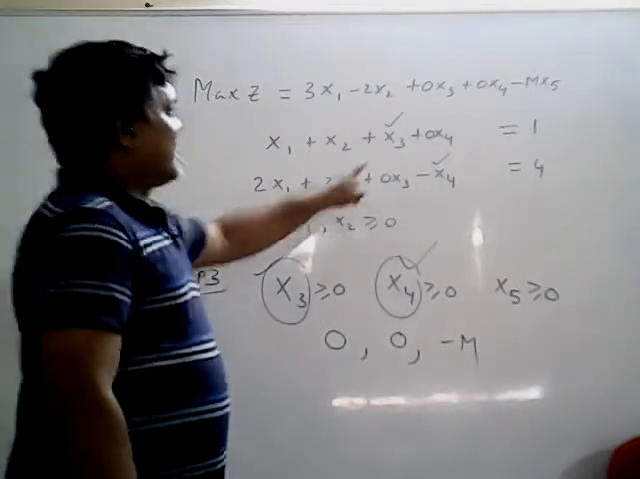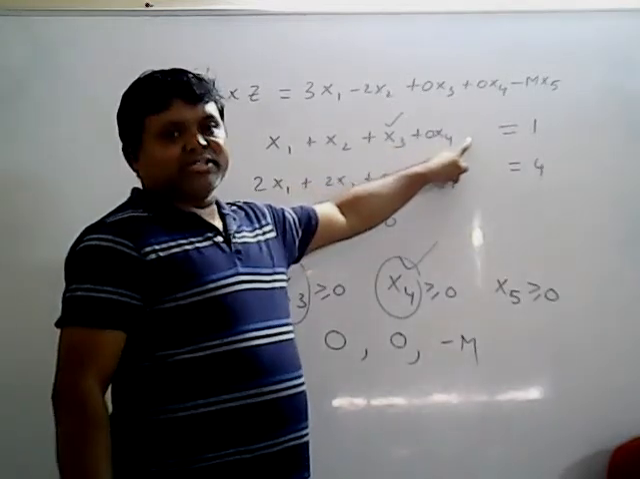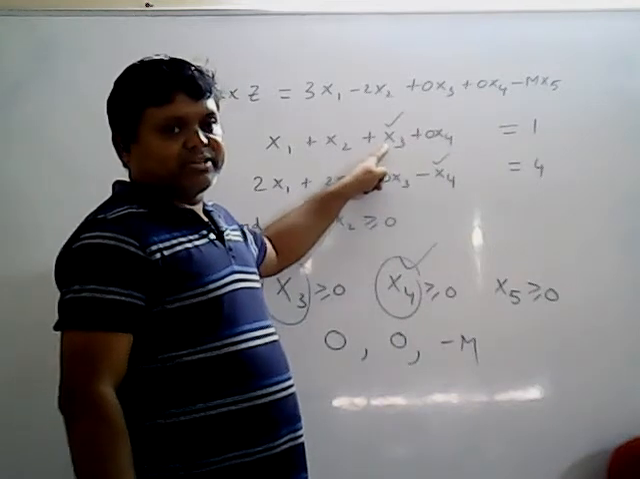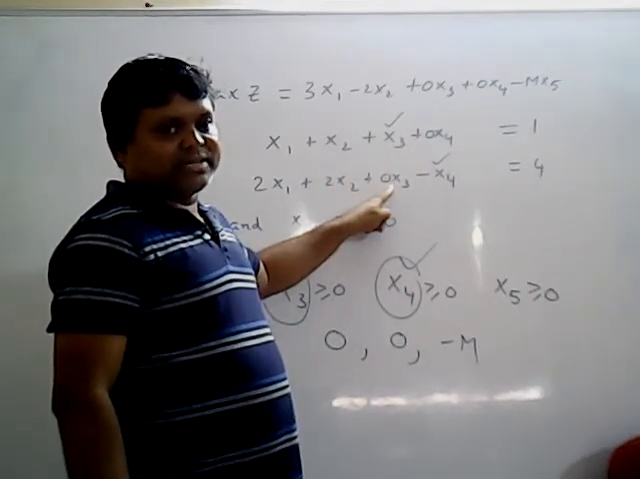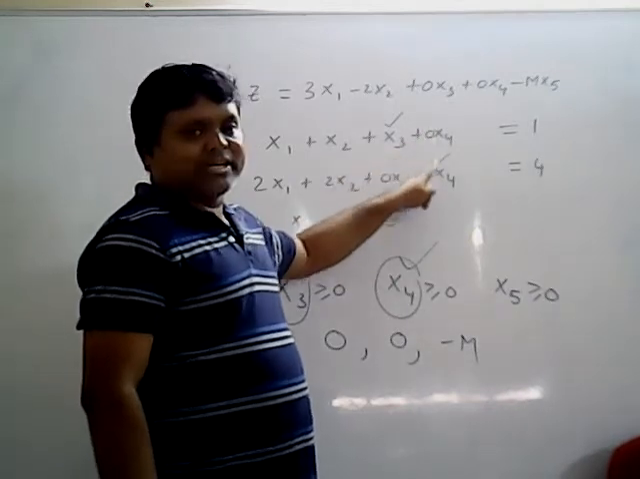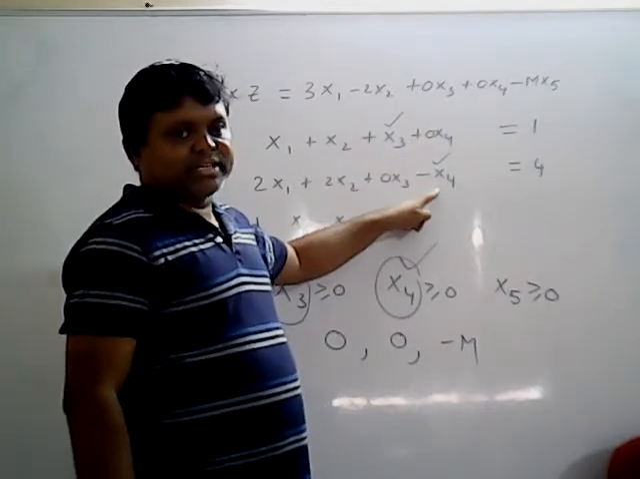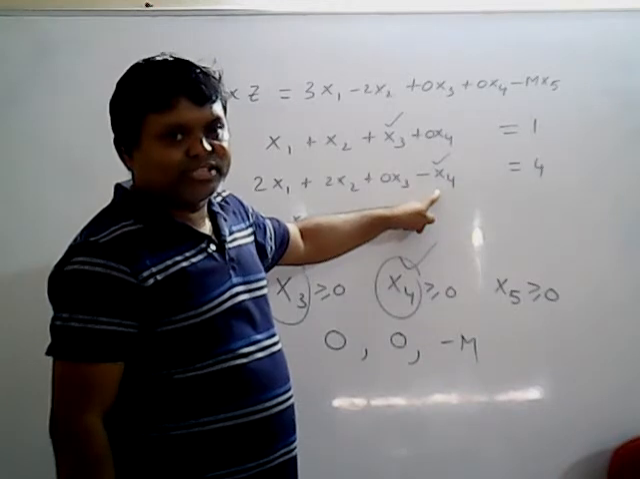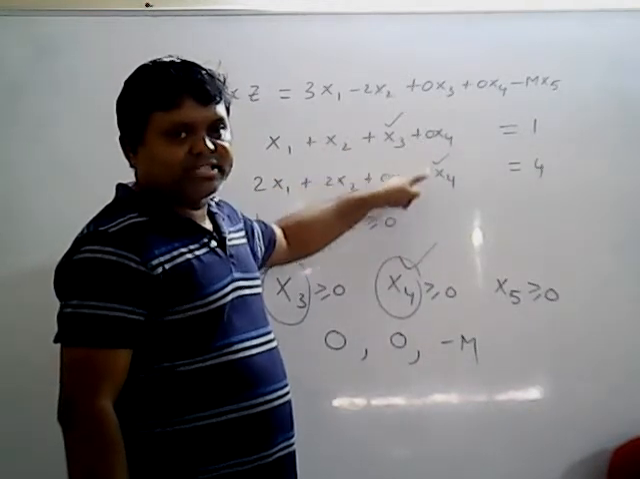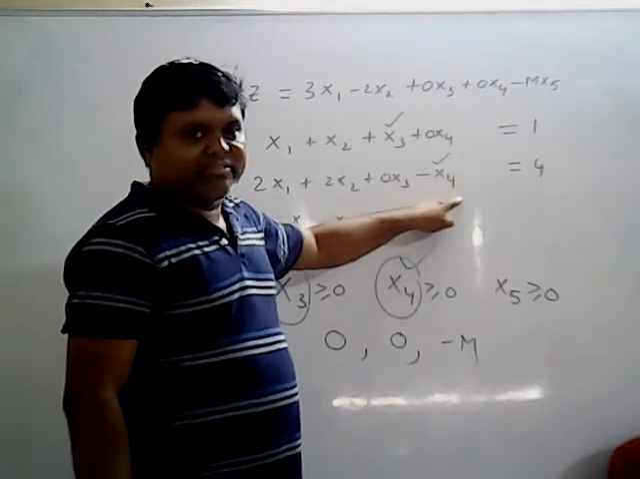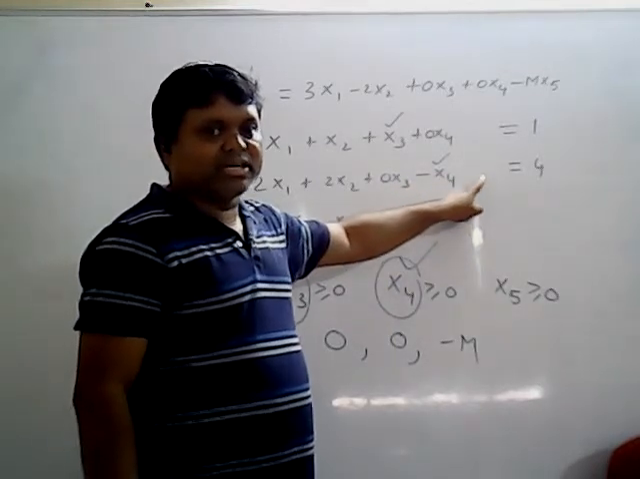Now see, slack variables do not require artificial variables, because 1 0 directly exists in the unit matrix. So a slack variable does not require any artificial variable. But a surplus variable requires an artificial variable. You are getting 0 minus 1. What is the unit matrix? Unit matrix is 1 0, 0 1. You are getting 1 0, but you are not getting 0 1; this is 0 minus 1. So whenever a surplus variable is used, you require an artificial variable.